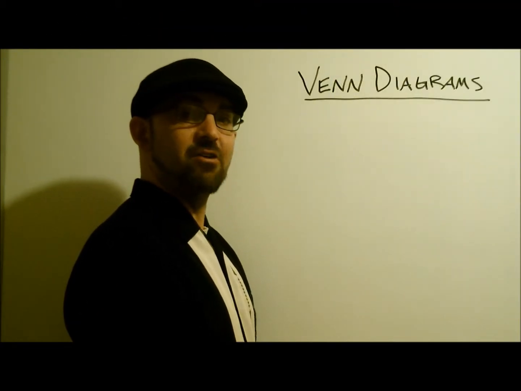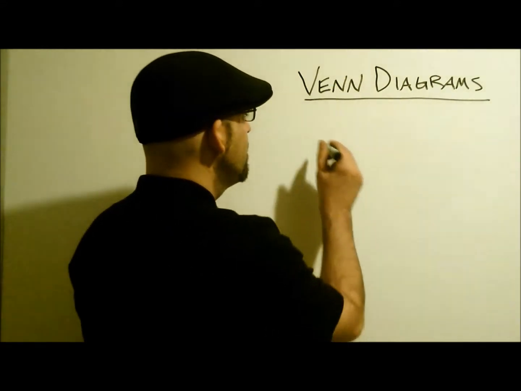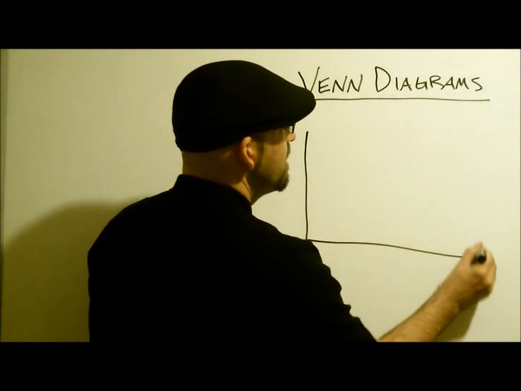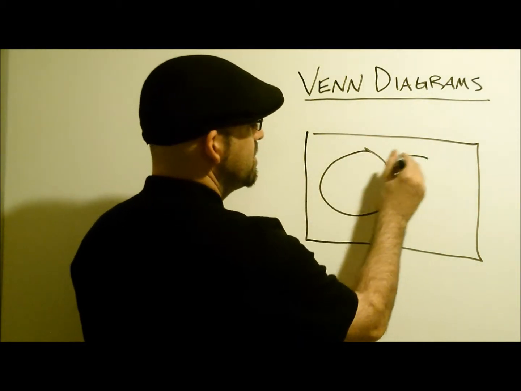What about Venn diagrams that are not mutually exclusive? Well, these are the diagrams that intersect. They look like this.